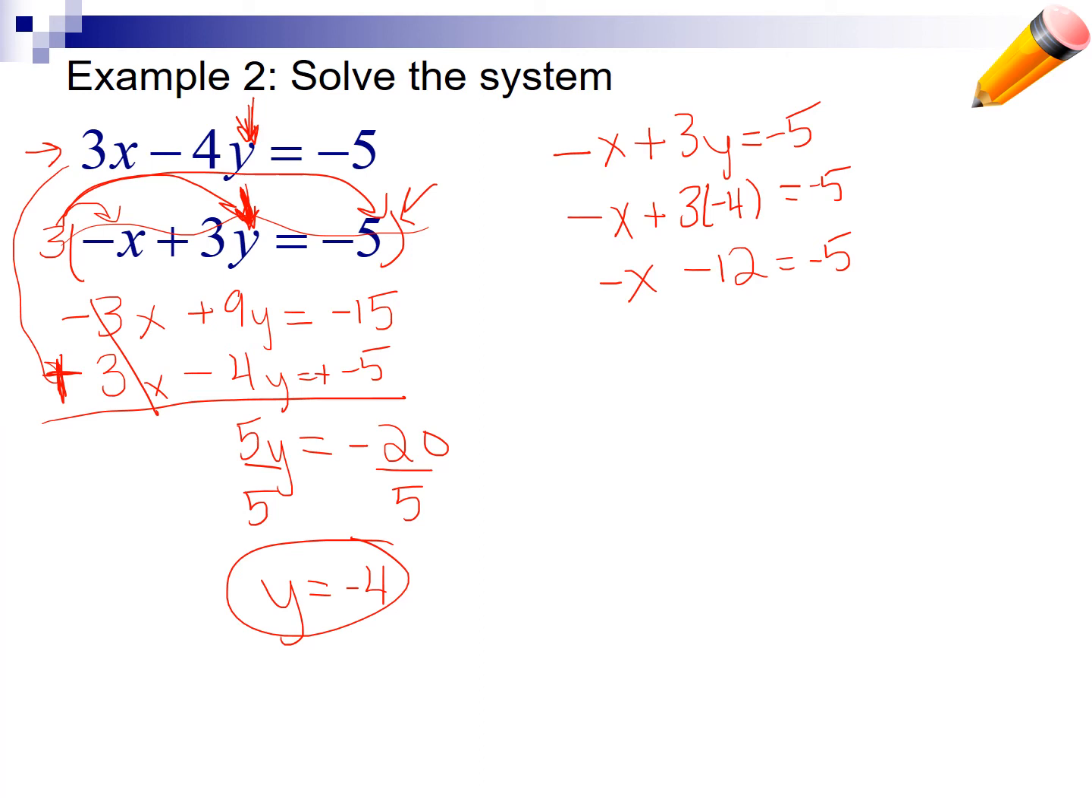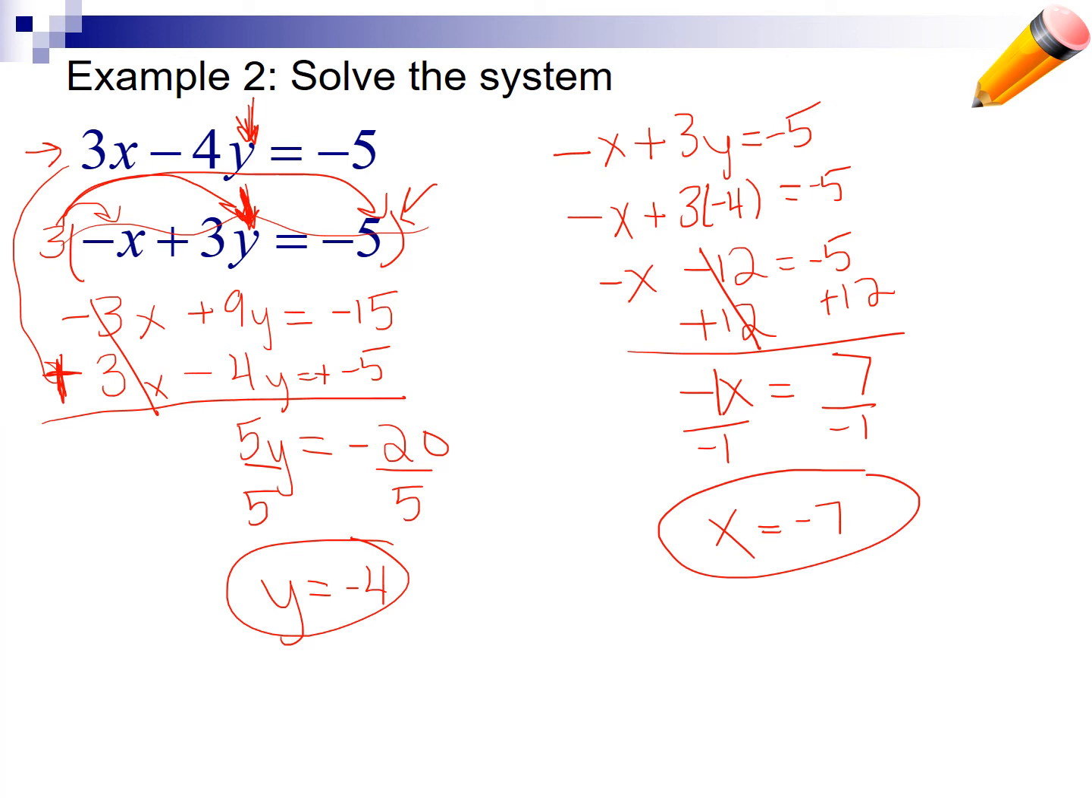If I have negative x minus 12 equal to negative 5, I'm going to add 12 to both sides. That cancels, leaving me with negative x on the left-hand side. Negative 5 plus 12 then is 7. Remember that when we have a negative x or a negative variable, that really means that we have a negative 1x. So let's divide both sides by negative 1, and x is equal to negative 7. But we want to write our answer as an ordered pair, so negative 7, negative 4 would be my answer.